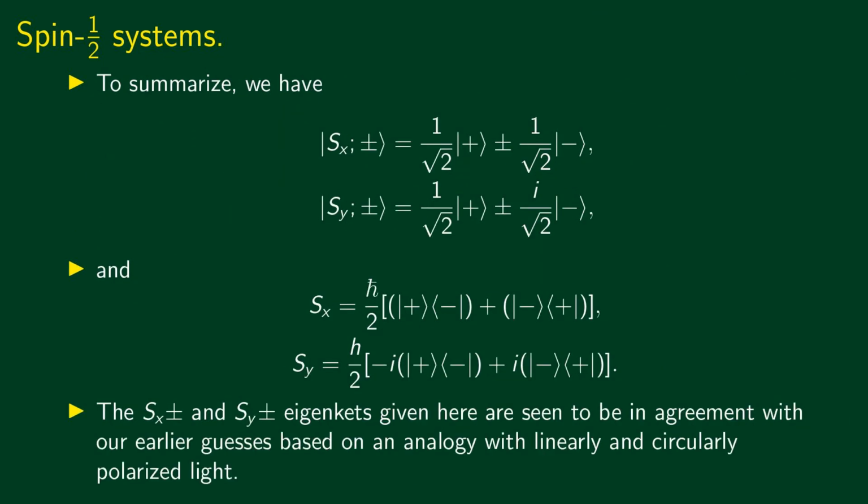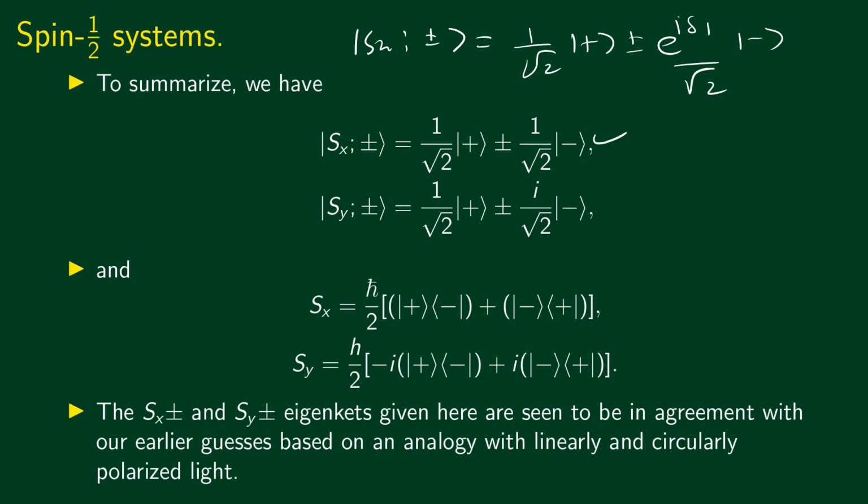Okay. Let's summarize our results. We have ket Sx plus minus equal to 1 by root 2 ket plus or minus 1 by root 2 ket minus. Okay, so we take the earlier expression. Ket Sx plus minus was equal to 1 by root 2 ket plus, plus or minus e raised to i delta 1 ket minus. I just put delta 1 equal to 0 and I get this expression. Similarly, you put delta 2 equal to pi by 2 in order to get this expression. Ket Sy plus minus is 1 by root 2 ket plus or minus i by root 2 ket minus.